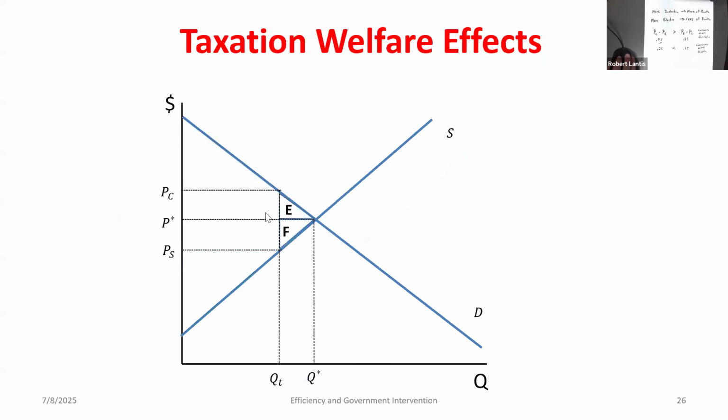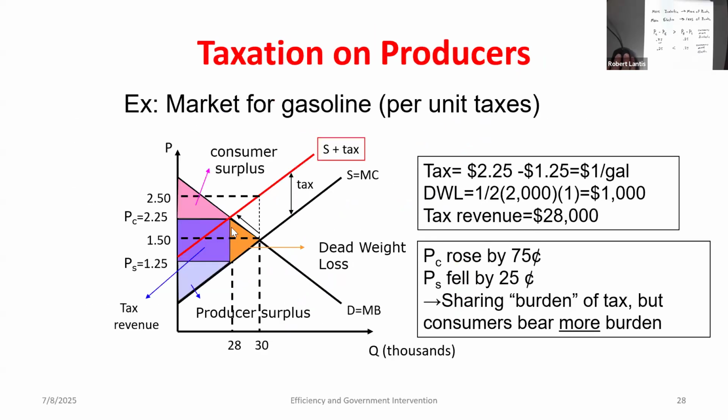In this example, they weren't. So we know that it must have been consumers because they were bearing more of the burden of that $1 tax. They must have been more inelastic. They weren't as responsive. Okay.